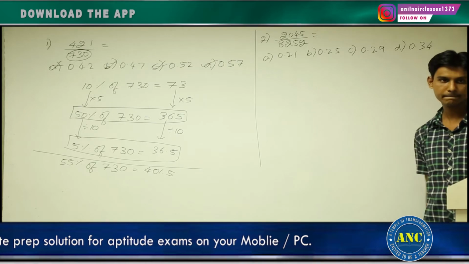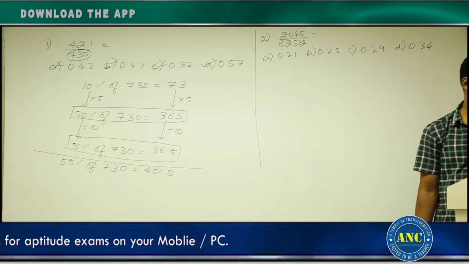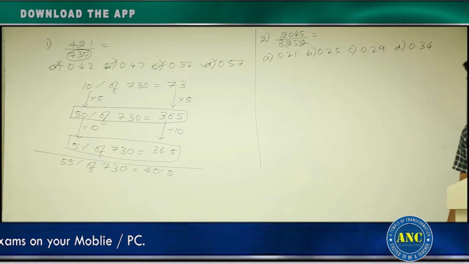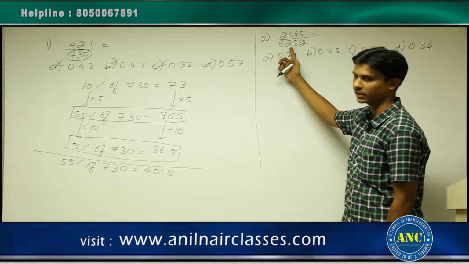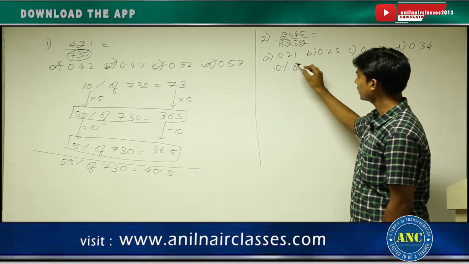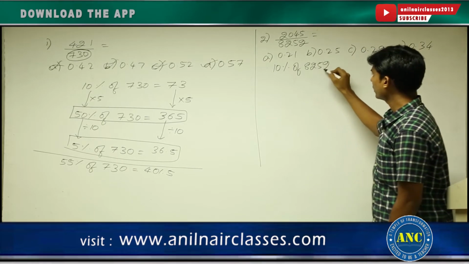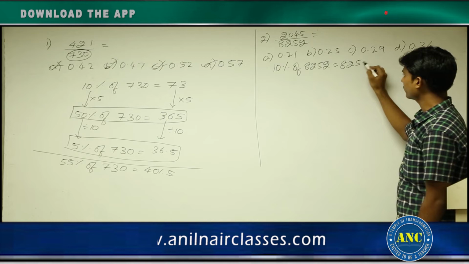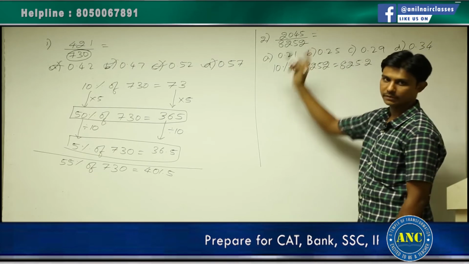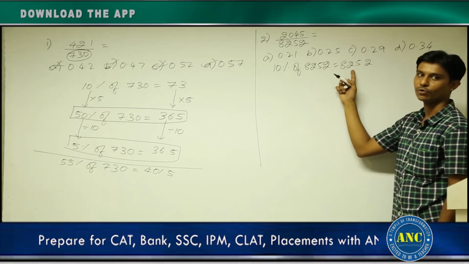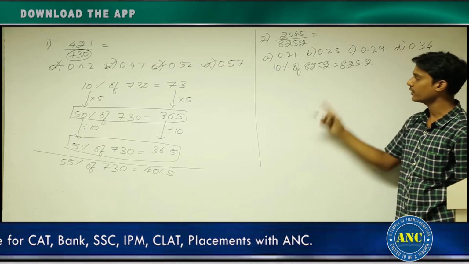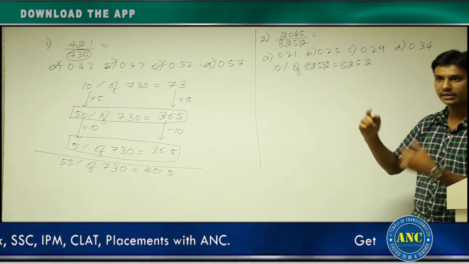Shall we solve this question? Please see here. Listen to this. Same logic. If I assume this as 100%, what is 10% of 8252? 825.2. But I require 2045. If I multiply this by 3, it will become 2400. It will exceed 2045. If I multiply this by 2, it will be less than 2045.